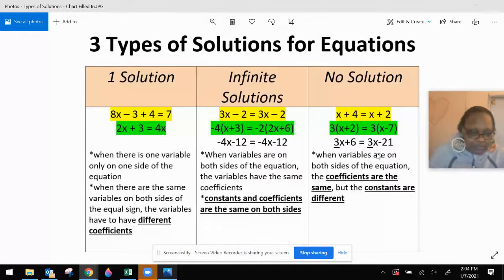One solution is different coefficients. Infinite solutions, everything's the same. No solution is a false statement. That's how we find the types of solutions.